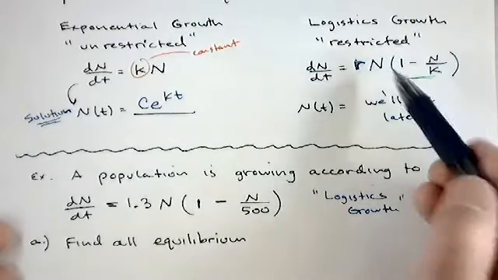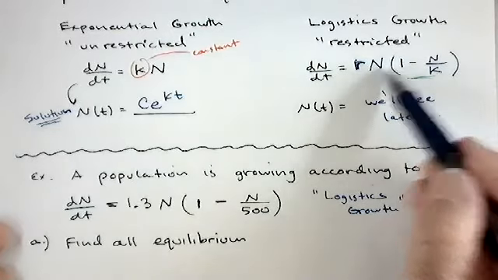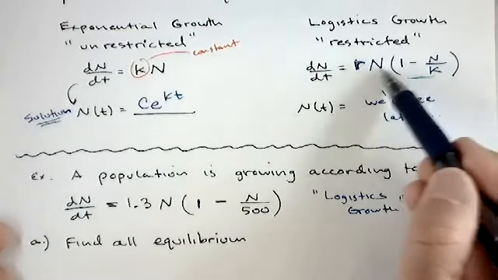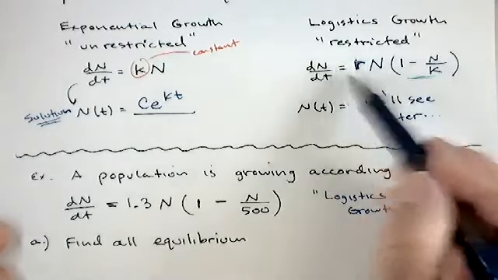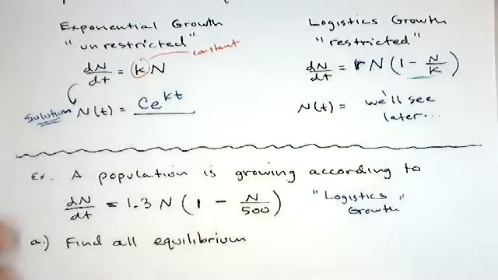Which is also an autonomous differential equation, isn't it? Nowhere on the right side do you see t. It's all in terms of N. The growth rate of N is just a function of its own population size.